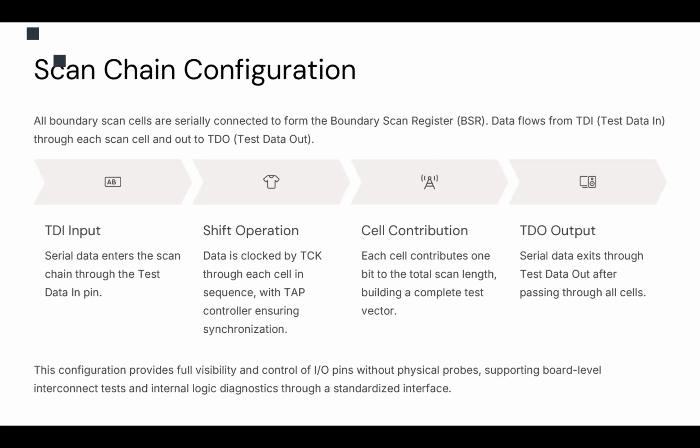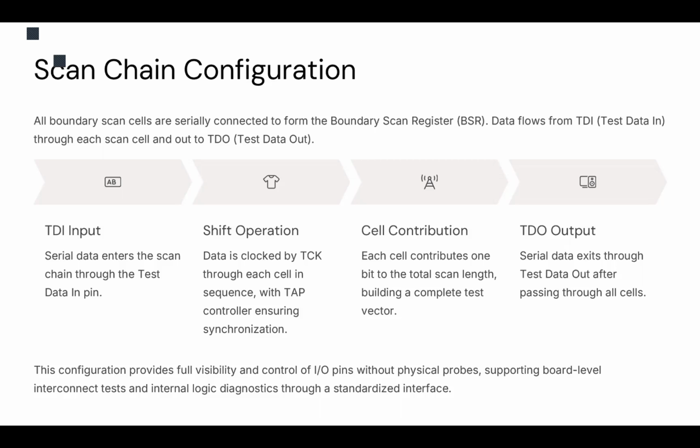and you can think about it as a shift register made up of 1 bit per input output pin. So these BSCs, those boundary scan cells, are linked head to tail in a linear path. They are in series, and it allows serial access. So we have the overall configuration, which means all the cells inside the device are serially connected.